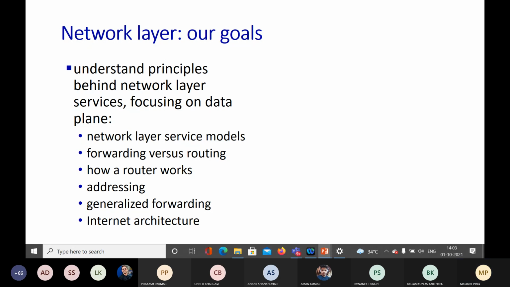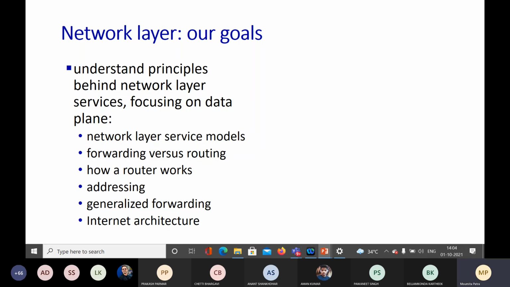Until now, we have studied only an introduction to networking, application layer protocols, and, sorry, transport layer protocols. Okay. So today we are going to start with the network layer, its functionalities, and the protocols related to it. Basically we will understand the principles behind all the network layer services.